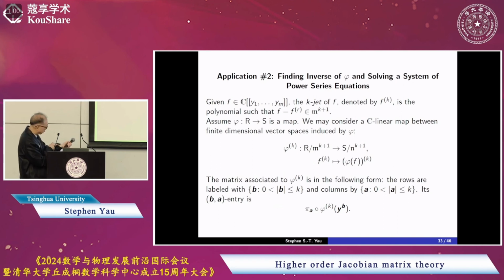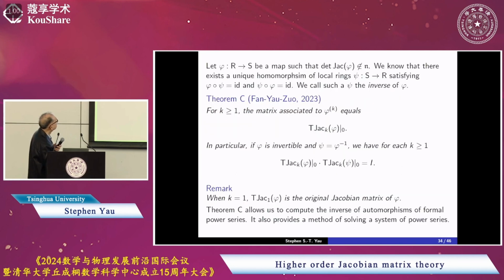So now, how about finding the inverse? For any mapping from R to S, there is a natural associated k-th Jacobian mapping, and the matrix associated to this is given by this. Assuming that the determinant of the Jacobian of phi does not vanish, then we have the following theorem. The matrix associated to it is actually the transformation Jacobian J_k that we just defined, evaluated at zero. So in particular, if phi is invertible, then you get this identity.